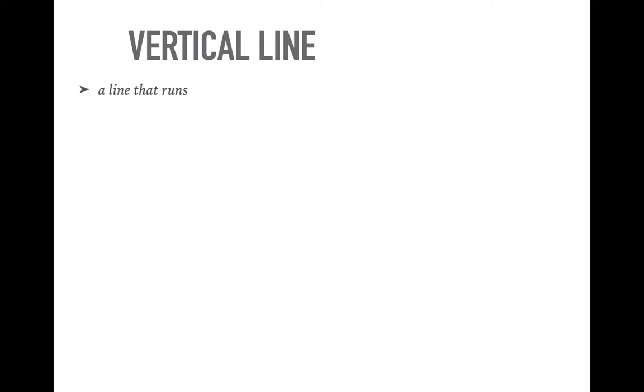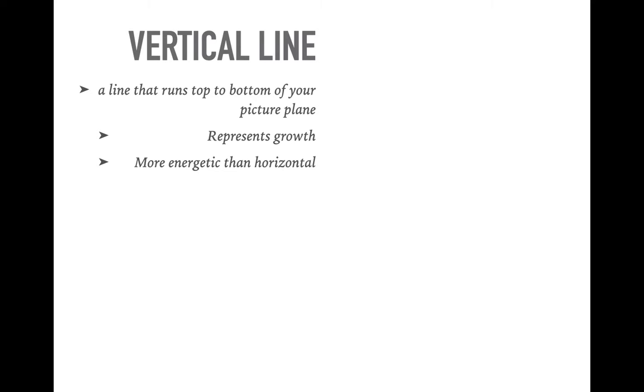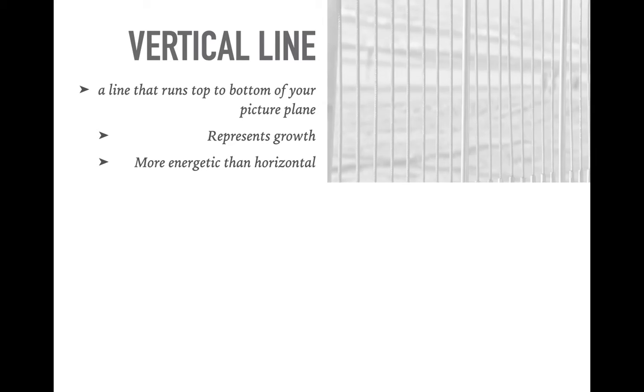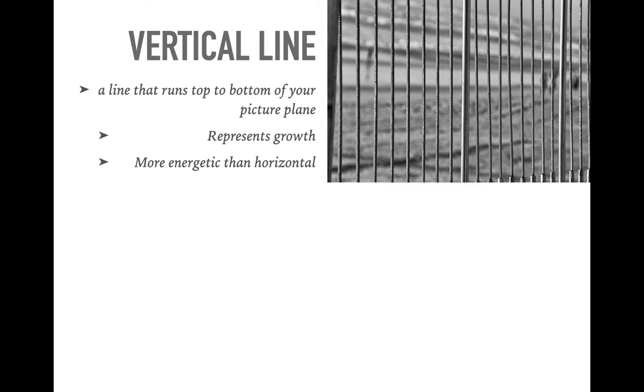Lines that go up and down are called vertical. So these are going to be top to bottom of your picture plane. Again, when we're thinking about directional lines, you want to think about them in terms of the picture plane, the rectangle that your picture is on. Vertical lines are more energetic. They represent growth. And the reason they're more energetic is if I were standing in a vertical line, you could push me and I might fall over. Most things that are vertical either grew or were built that way.